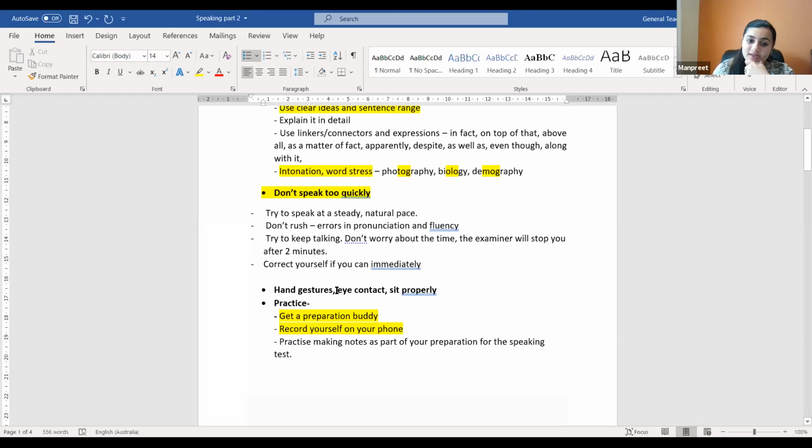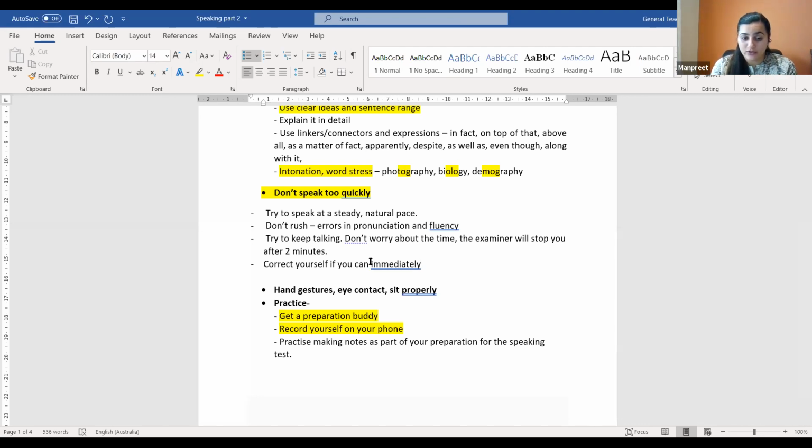Next is hand gestures. If you are in a habit of moving your hands while you speak, just control that, and sit properly. You would be sitting on a chair, and there would be a table in front of you. The best way is to either put your hands on your lap, on your thighs, or just put them on the table in front of you. Sit properly in a nice manner, and no hand gestures. Just keep your hands on the table.